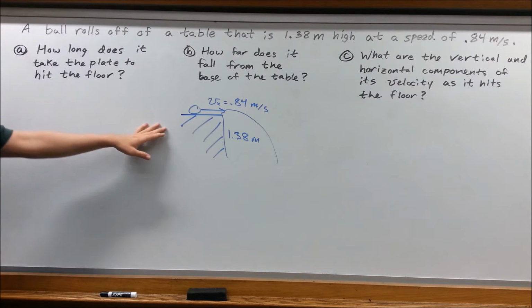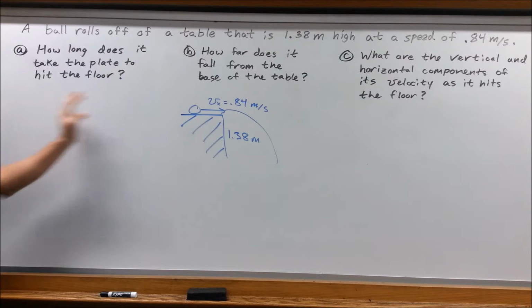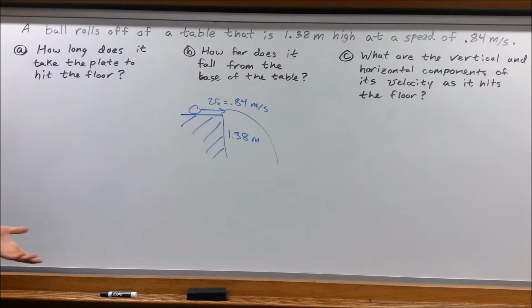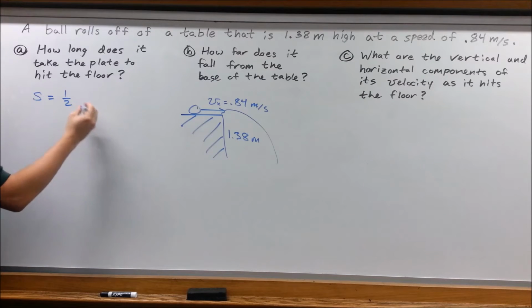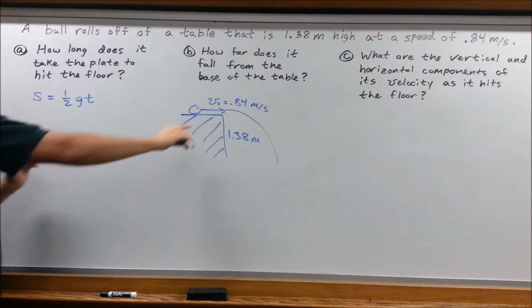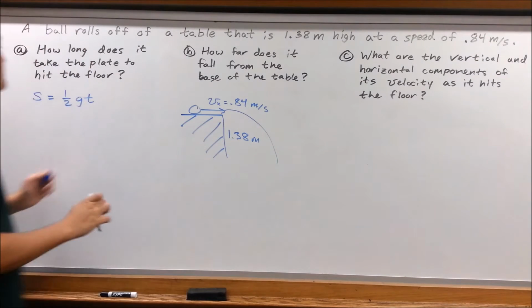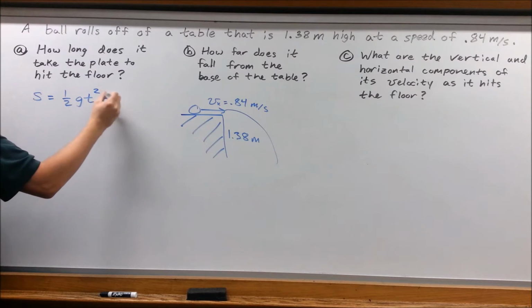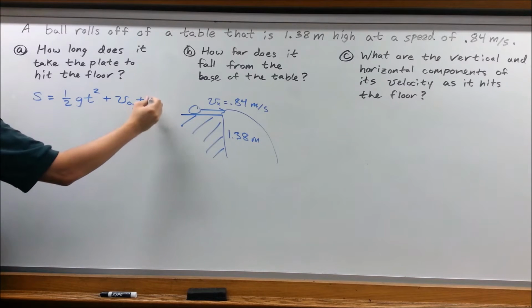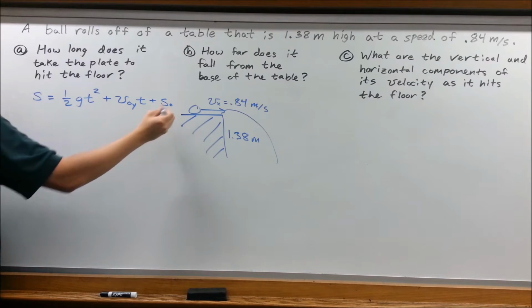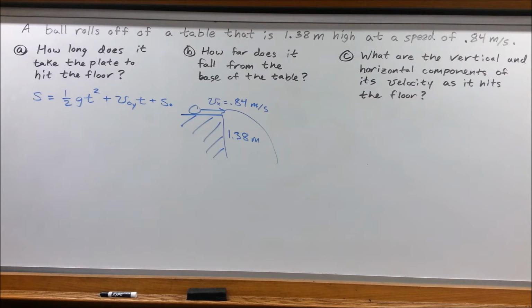So now that you have a picture, we can figure out what it wants. How long does it take the ball to hit the floor? Well, that's our standard distance formula. We know distance equals 1/2 acceleration, which is, in our case, gravity, times time, because we're trying to figure out how long it's going to take to hit the floor, squared, plus initial velocity in the y direction, times t, plus initial position. Alright, so let's plug in what we have.